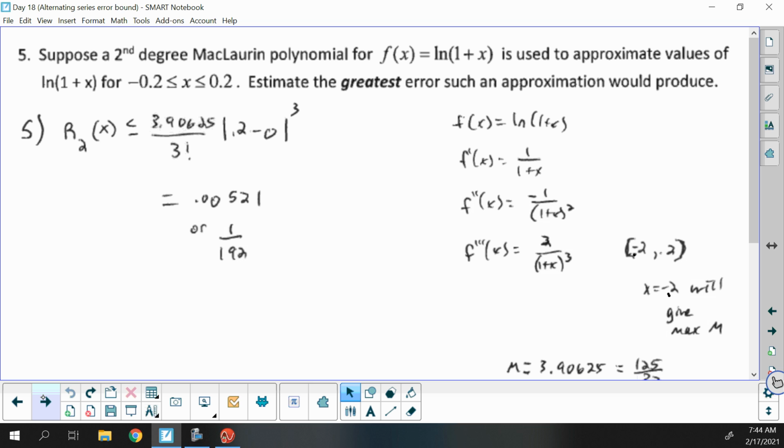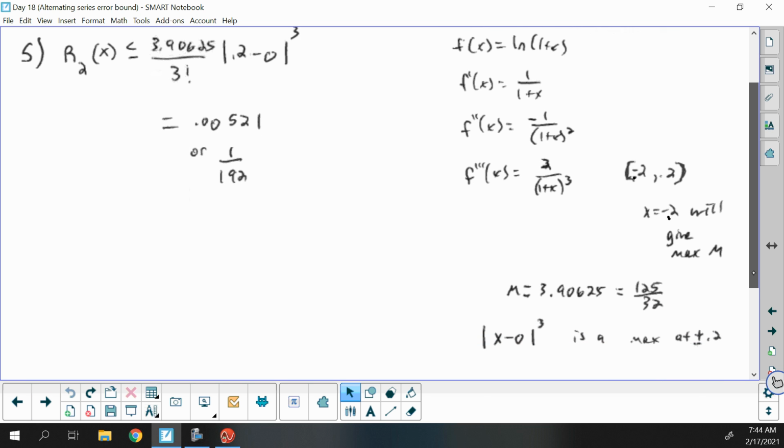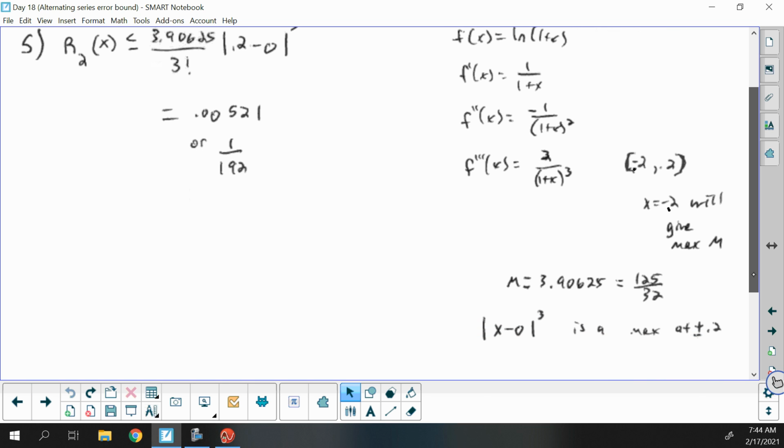So we want second degree. That means when we do our Lagrange error, we want to be working with the third derivative. So we get that eventually there, that 2 over 1 plus x all cubed. On the interval from negative 0.2 to 0.2, how will we get a maximum? Well, we want our denominator to be as small as possible, so that would be at negative 0.2. So the negative 0.2 will give us our m value. When we fill that in, we get 125 over 32, or 3.90625.